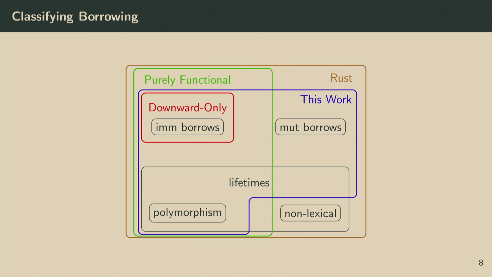So you can imagine drawing all these different boundaries. You can imagine adding new boxes representing new features that go beyond Rust. And you end up with this classification of many different possible borrow calculi. And we call this the borrow zoo. We want a taxonomy of borrowing calculi, essentially.